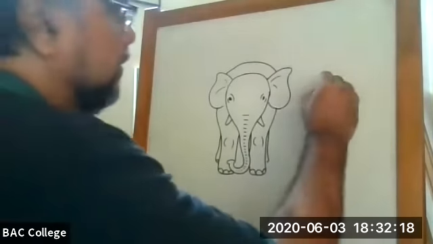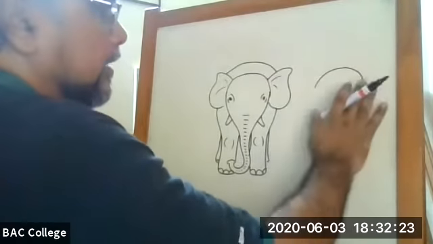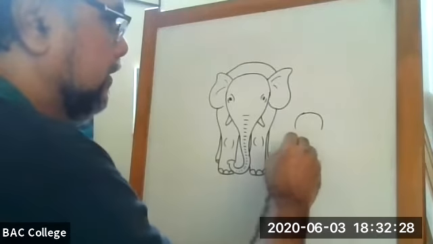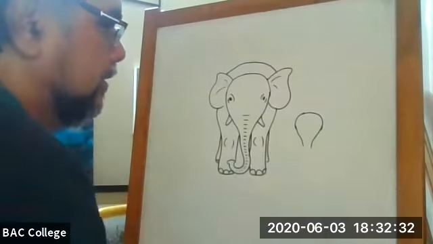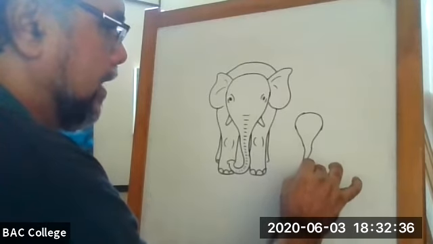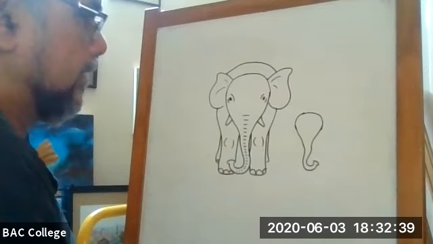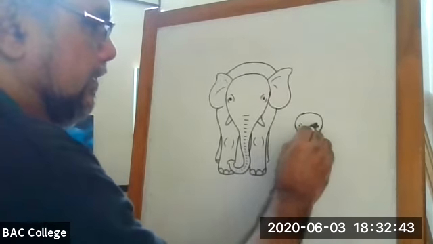So you start with the curve, right? You can draw a baby elephant here. You draw the curve, and then you come down, right? And then you go in and come out like that. The eyes, the line here, the line here.